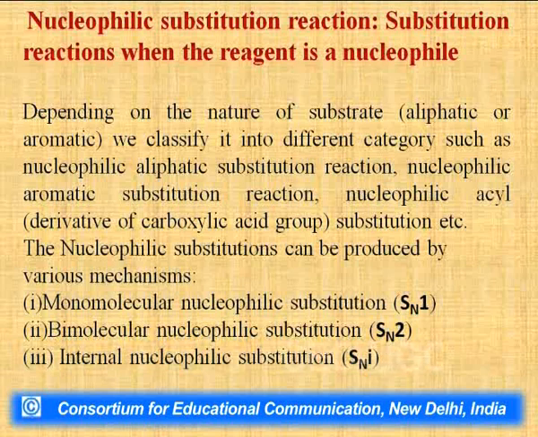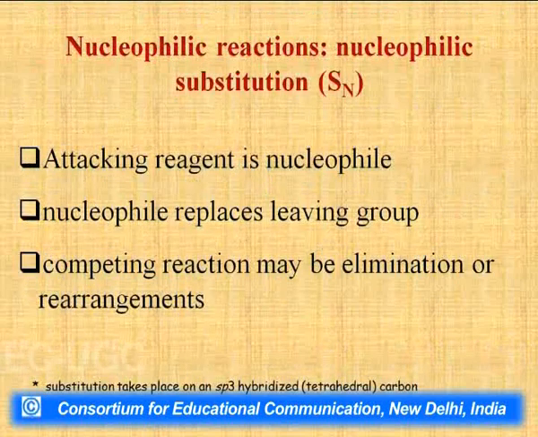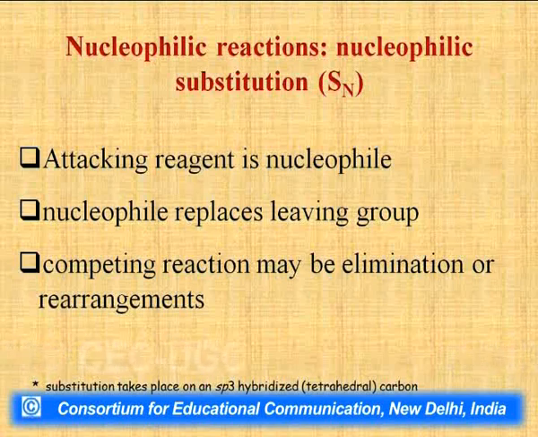The nucleophilic substitution can proceed by various mechanisms. Number 1, SN1, number 2, SN2, number 3, SNi. SN1 is unimolecular nucleophilic substitution. SN2 refers to bimolecular nucleophilic substitution. SNi, internal nucleophilic substitution. In nucleophilic reactions, the attacking reagent is a nucleophile. The nucleophile replaces the leaving group. The competing reaction may be elimination or rearrangement.